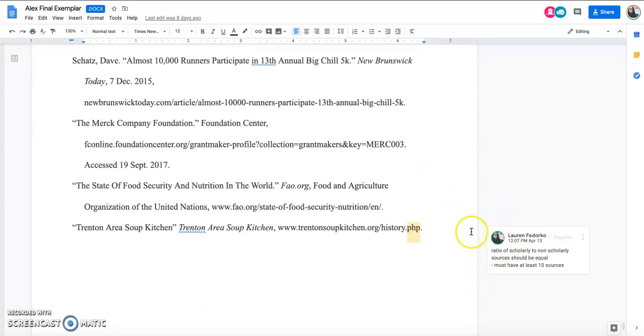Just know, guys, that you need 10 sources at least for your final paper, and just be aware of that ratio. Whatever your final source count is, you need at least half to be scholarly. You could always have more scholarly than popular, but at least half have to be scholarly. So if you have the minimum of 10, that means at least 5 of your sources should be scholarly. If you end up with 18 sources, some of you may have that many, 9 of your sources should be scholarly.